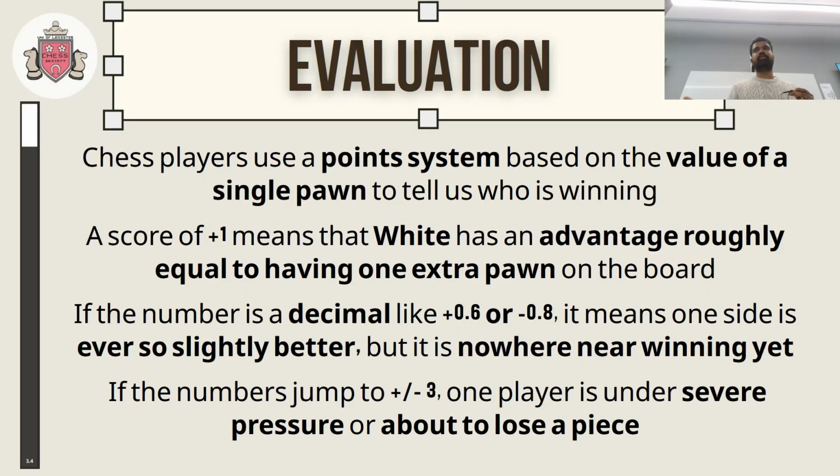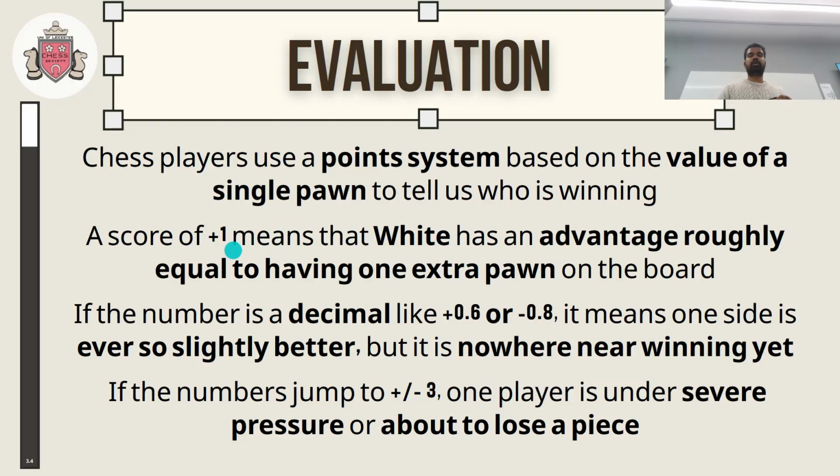In chess, players use what's called a point system, based on the value of each piece. A pawn is worth 1 point, a knight and bishop are worth 3 points, the rook is worth 5 points, the queen is worth 9 points, and the king is worth infinite, because if you lose the king, you lose the game. If you lose a queen, you still carry on the game. I'm going to show you that a bit later as well. We use this point system to evaluate if white is winning, black is winning, or if it's a draw.